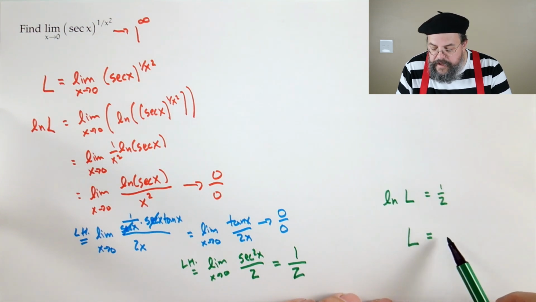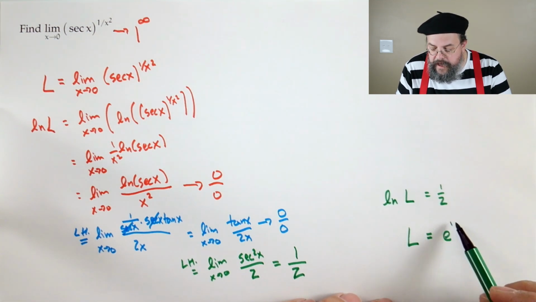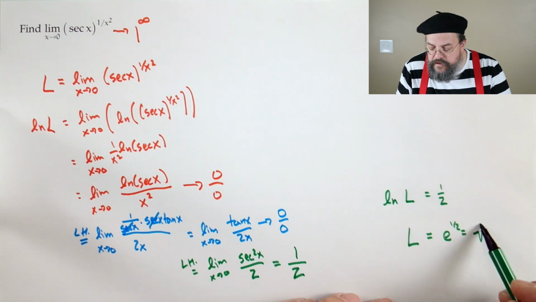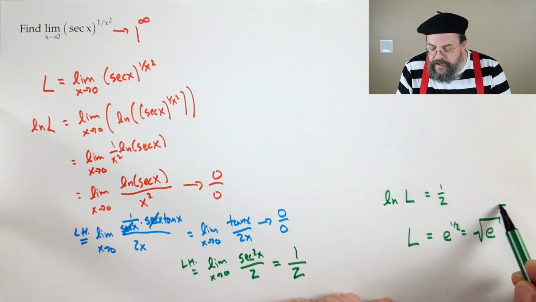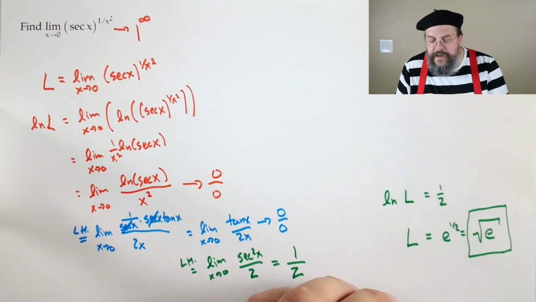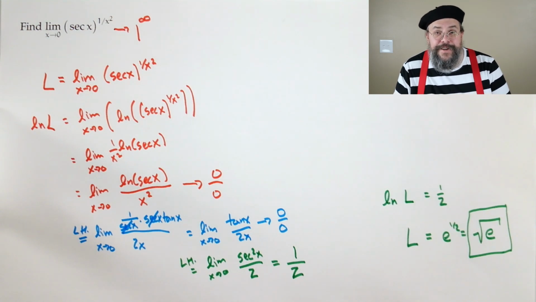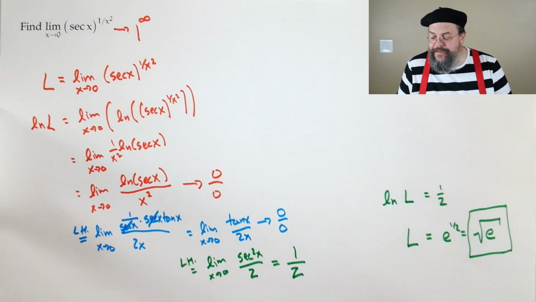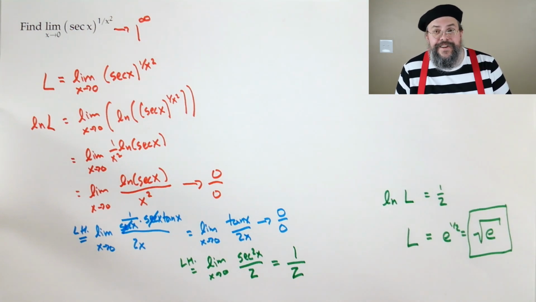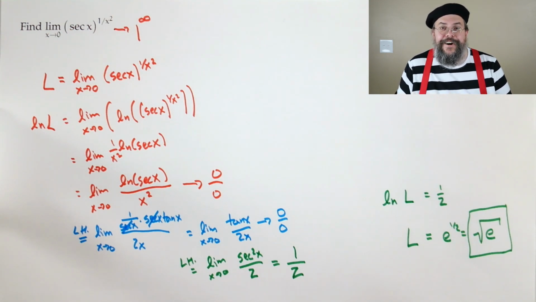E to the log of L is L, so you get e to the 1/2, or the square root of e. And I'll tell you, I would not have thought there would have been a square root of e as the answer. But we didn't have to guess. We had our friend, our tool, L'Hopital, to help us through.